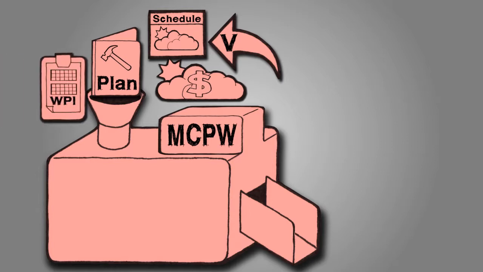Work performance information is data that has been analyzed and has context added to it. In other words, it's not just rows of numbers and information, it's how those numbers and information affect the project, and it's used as a basis for decision-making during the execution of the project.